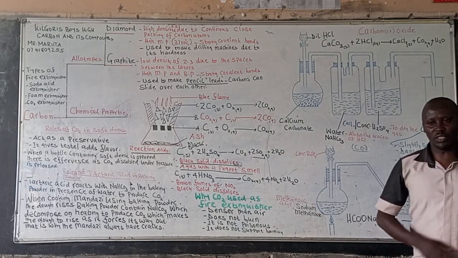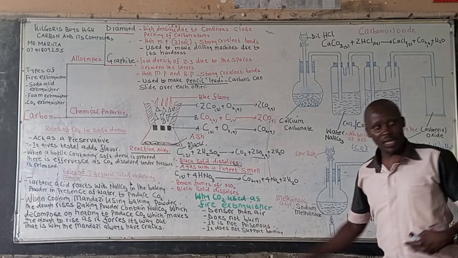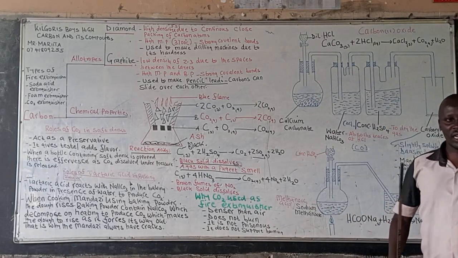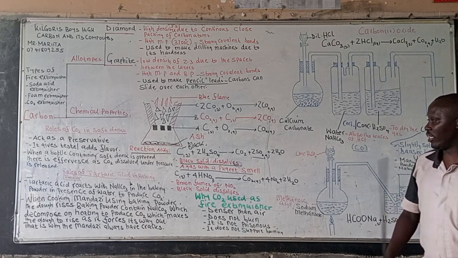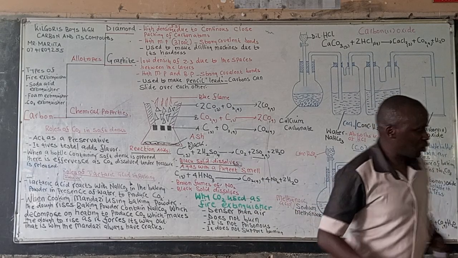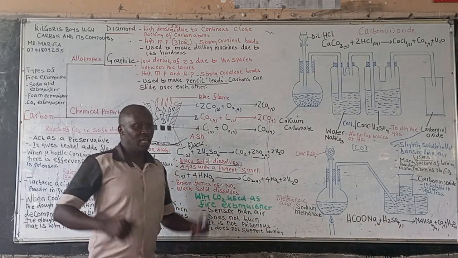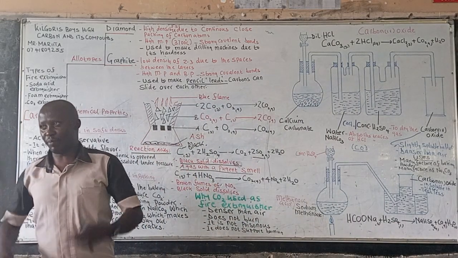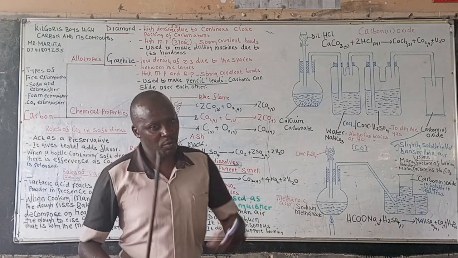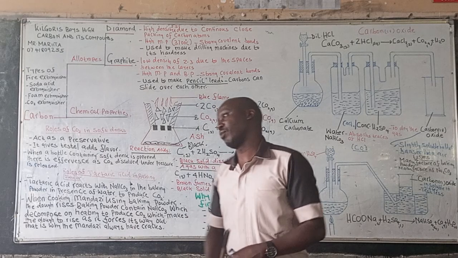So when asked to state and explain the observations made when carbon reacts with sulfuric acid or with nitric acid, this is normally the observation that you will be able to make. Now, we can also have the compounds of carbon. We have two major compounds of carbon, that is carbon dioxide and carbon monoxide.